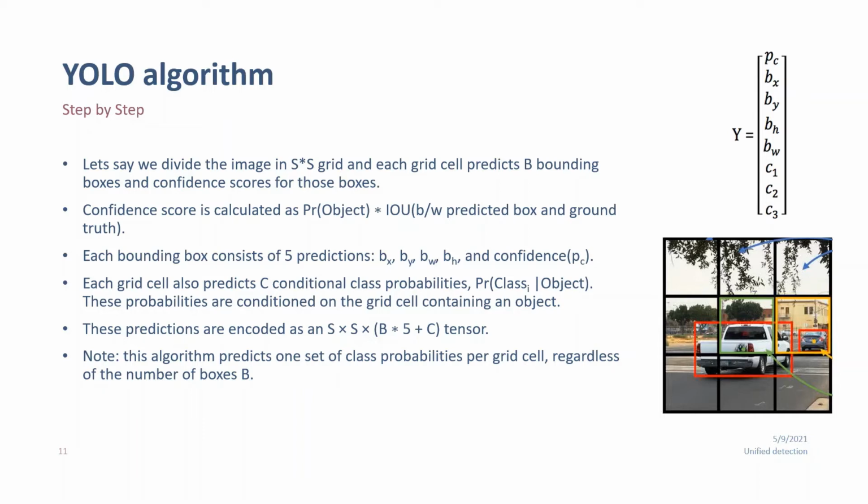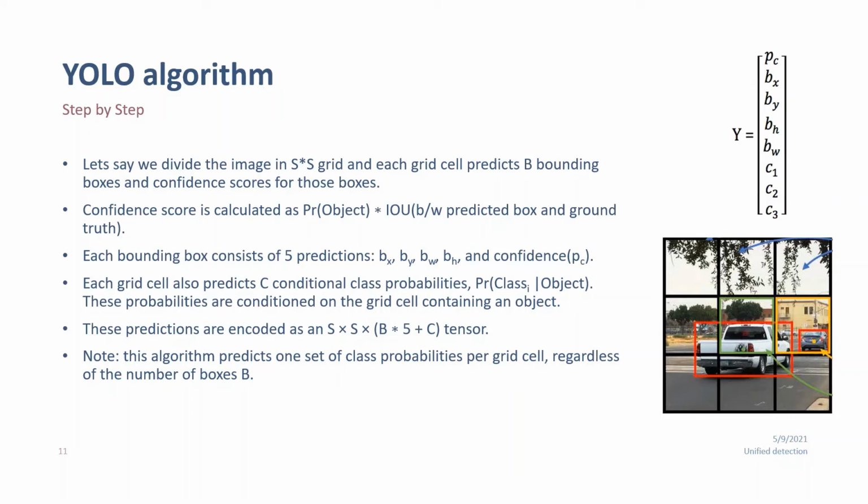Each grid cell also predicts C conditional class probabilities, the probability of class i given object. These probabilities are conditioned on the grid cell containing an object. So now the predictions can be encoded as an S cross S cross B times 5 plus C tensor. This will become clearer in the coming slides, showing how the dimension of this tensor came about.